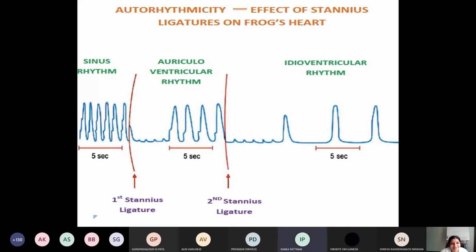It generates the highest number of impulses. Highest number, yes. So it generates the highest number of impulses. That does not mean that there is no other pacemaker tissue in the heart. Here the same property is proved.